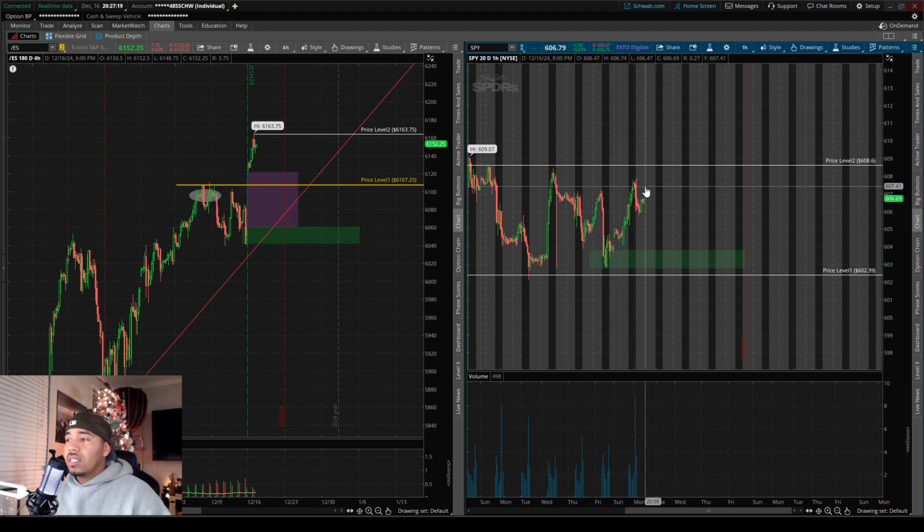I either want to see us hit the top up here at 608 and reject it and push back down, or I want to see price come into this level here, which will be between the 602 and 603 level. That's what I want to see, because we do have demand at that area right there. That's on the 1 hour.